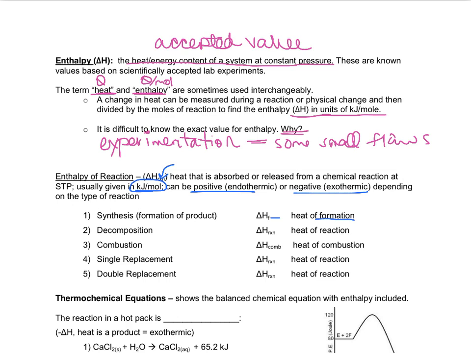Decomposition, we don't really have one. I guess you could write delta H decomp, but typically you won't see that. So for delta H reaction, we just use the generic term. Combustion does have its own. Typically, these are the two most used ones in science. Textbooks specifically say delta H formation, delta H combustion, and then for all other types of reactions, we just use the generic delta H reaction. But the formation and the combustion ones are the most common ones that you would see.